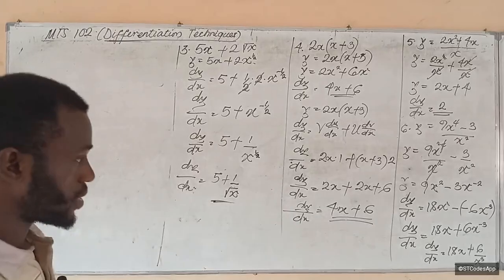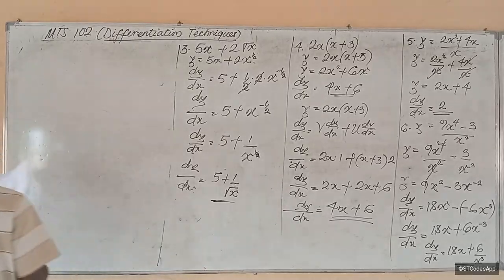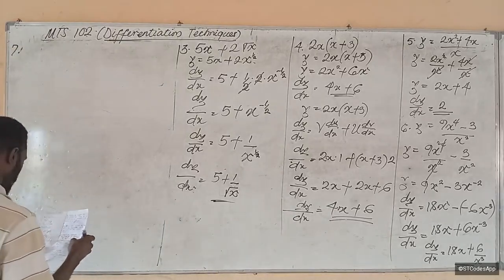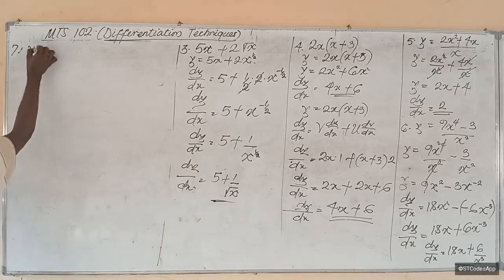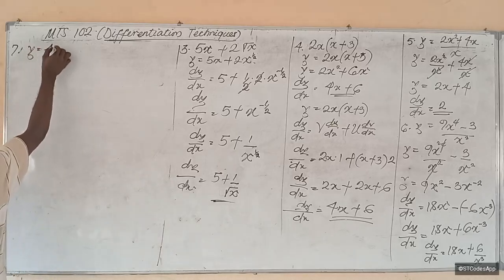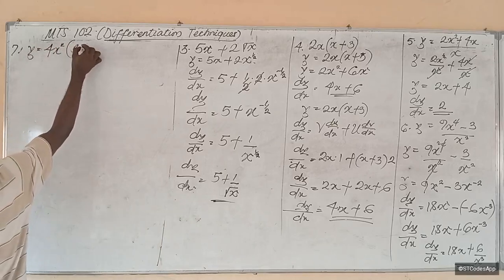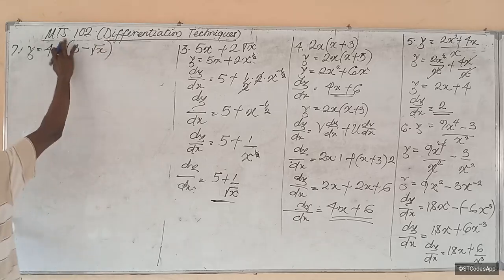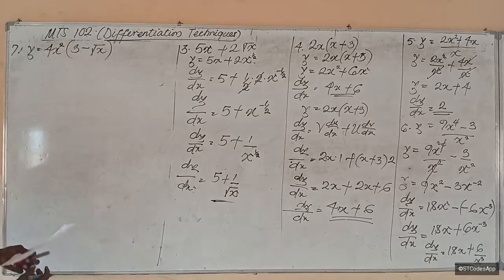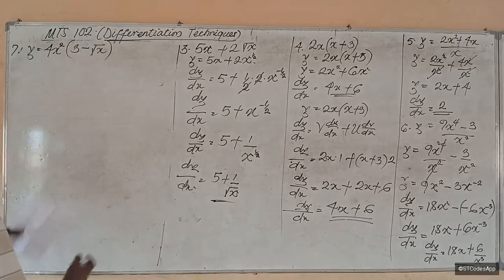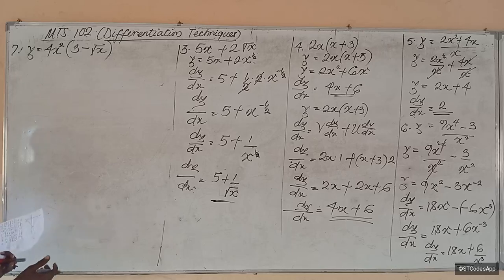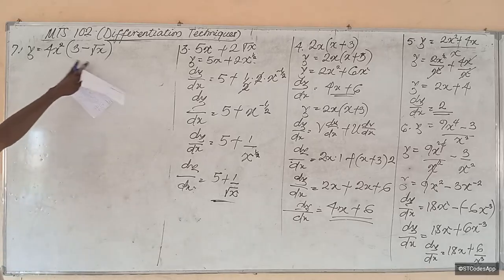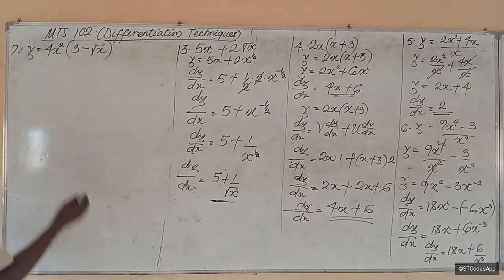Let's go to number 7. Number 7 says that y is equal to 4x squared into bracket 4 minus root x. So if you want to differentiate this, you can try to open the bracket. Either way, let's try and open the bracket and see what will happen.